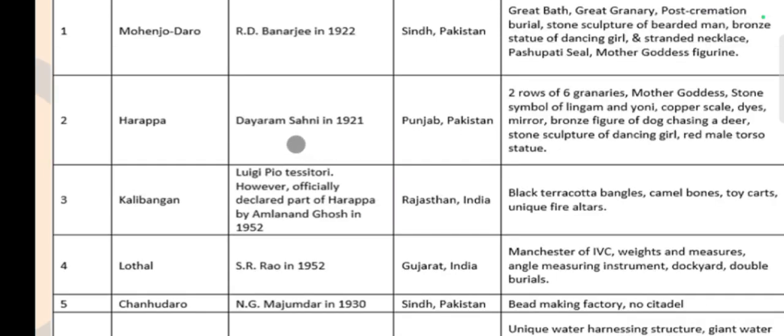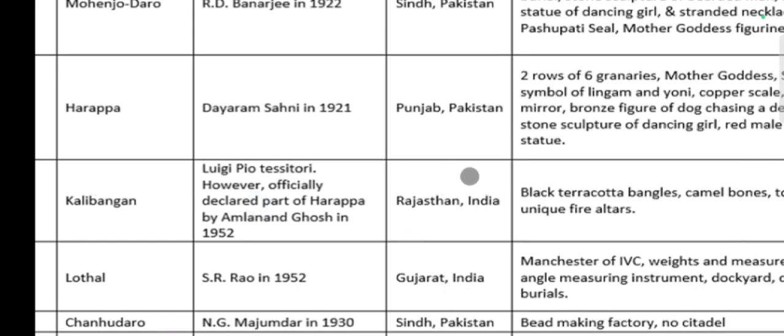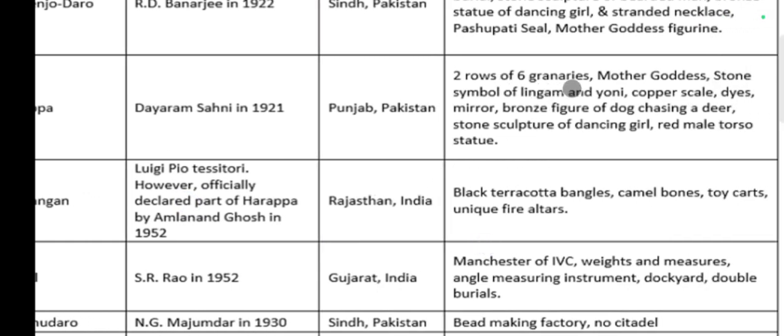In Harappa, in Punjab, Pakistan, you can see two rows of six granaries for storage purposes. The mother goddess also, and the stone symbols of lingam and yoni; yoni is a cult of fertility. You can see a copper scale, dice, and a mirror for beauty purposes. A bronze figure of a dog chasing a deer, a stone sculpture of a dancing girl, which means they were fond of dancing, and the red sandstone torso statue.